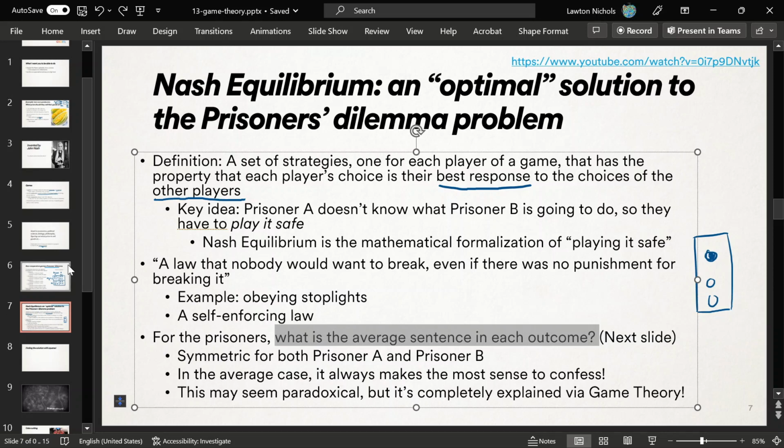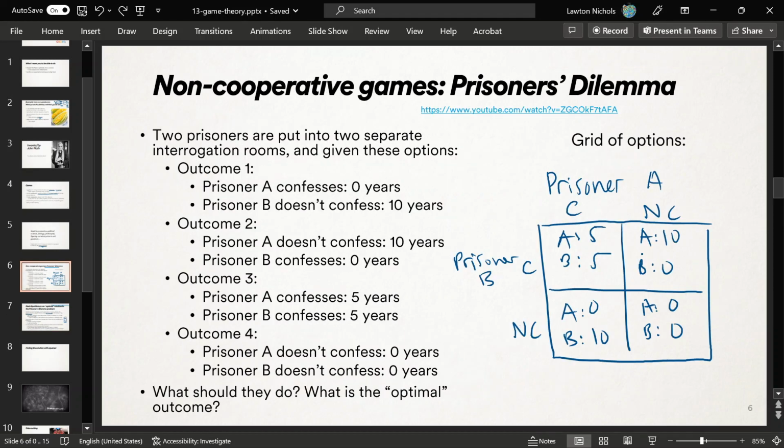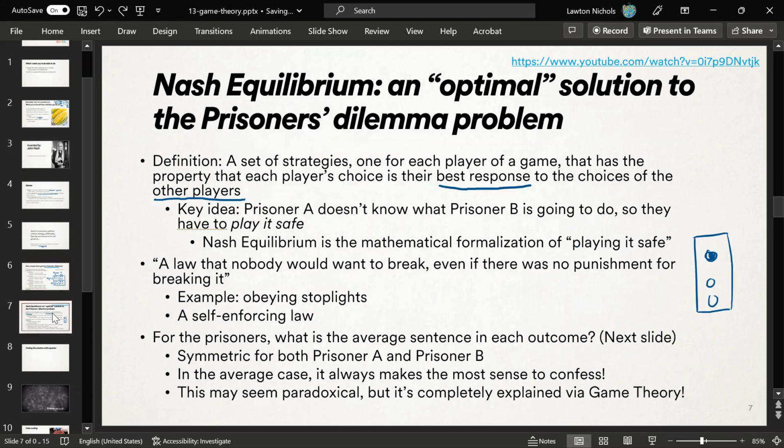But you would think, right? You would think that the best thing to do is for neither of the prisoners to confess, right? That's obviously the best outcome for both of them. But it's not going to be the Nash equilibrium because they have no control over the other person and they have to play it safe. Okay? So let's mathematically specify what that means to play it safe.